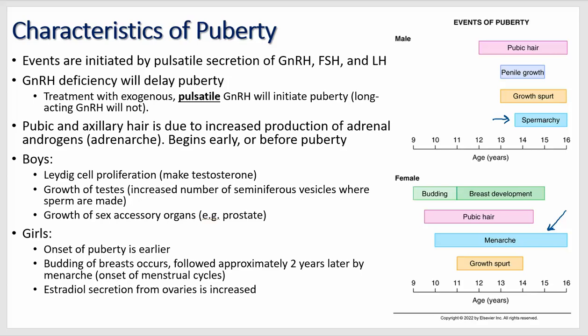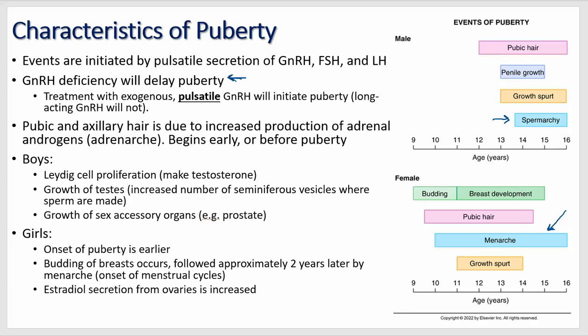All right, so what happens? Events are initiated by the pulsatile secretion of GnRH, FSH, and LH. GnRH deficiency will delay puberty, so we know that's a relationship. However, if you just have a GnRH deficiency and we say, okay, we're going to give you extra GnRH, inject some long-acting GnRH every now and then and get your levels up, that's going to fix it, but it doesn't.